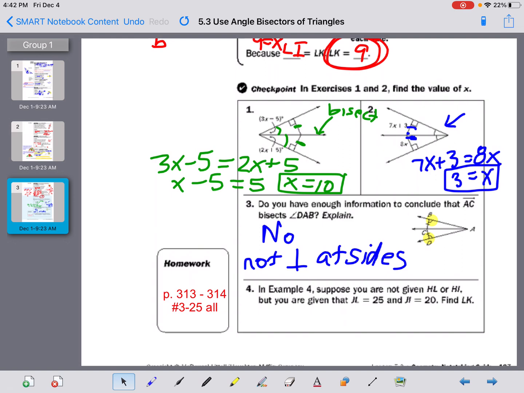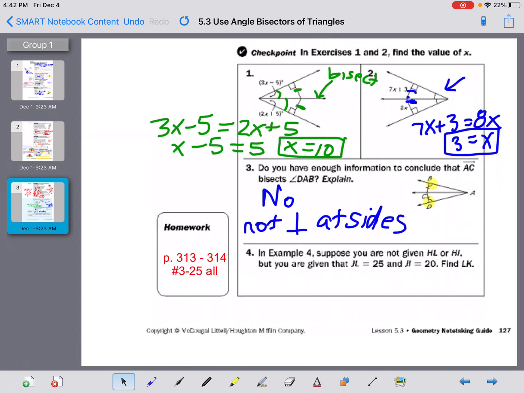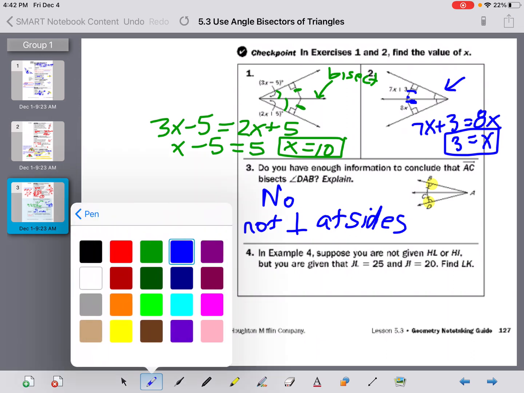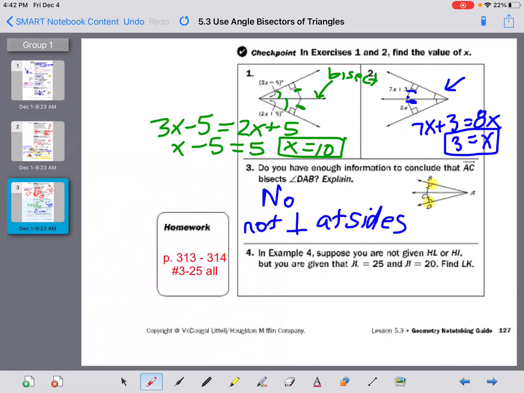All right, last one, it's going off that top picture from before, and it says back up on that top picture, suppose you're not given HL or HI, but you're given JL and JI, okay? So if you look up at that top picture, at your JL and JI, that's coming from this corner over here, basically. So J over here, I's here, and L is here. It says JL is 25, JI is 20. We want to find LK.